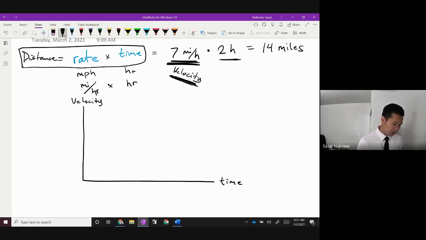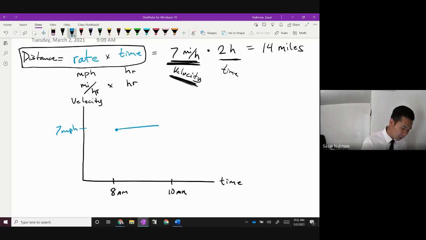So let's say this person decides to go for a run. They start running at 8 a.m. because they're healthy, and they decide to run for 2 hours, which is going to end at about 10 a.m. When they start running, they start at this speed right here, which is 7 miles per hour. And they run at a constant speed the whole time. They don't speed up, they don't slow down, they're like a machine.